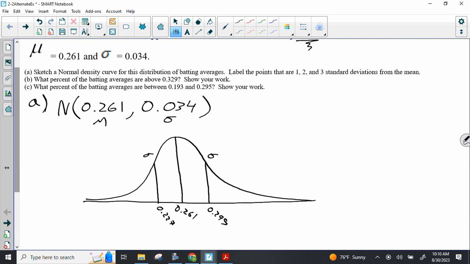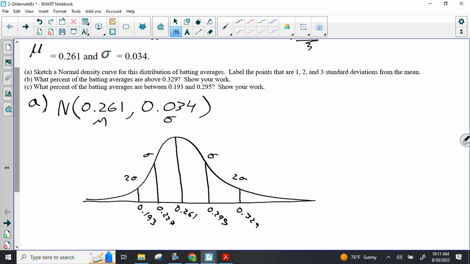Now we'll take it 2 standard deviations out. 0.295. We're going to add 0.034. And then we'll take 0.227 and we'll subtract our standard deviation of 0.034 and we'll get 0.193 here.